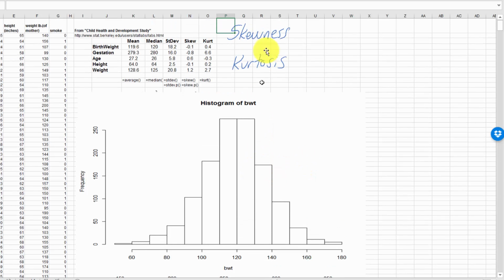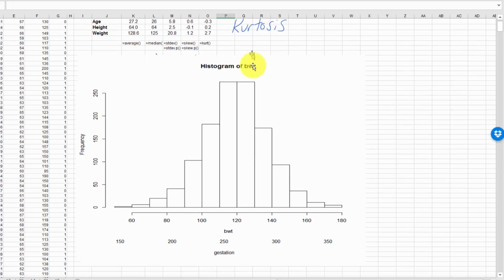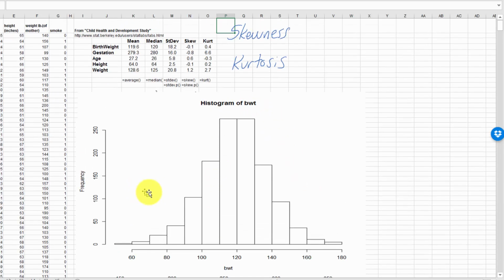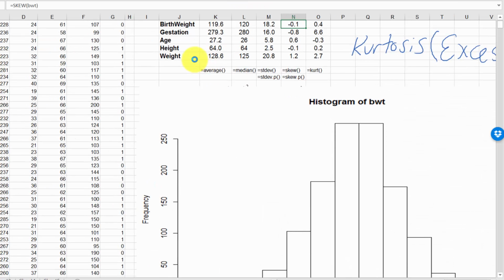Kurtosis is a measurement of how pointy the distribution is. And by pointy, we mean how pointy is this compared to a normal distribution. In other words, what we usually talk about with kurtosis is excess kurtosis. Excess kurtosis means, is it pointier than a perfect bell-shaped distribution, or is it flatter than a perfect bell-shaped distribution? So a positive number means it's very pointy, and a negative number means it's very flat. Let's look at some distributions and the numbers we get for these skewness and kurtosis figures.